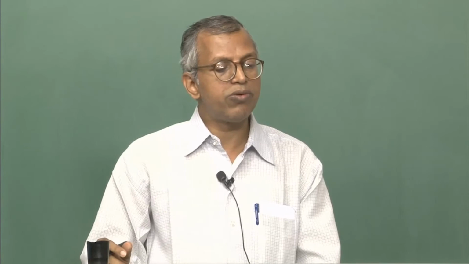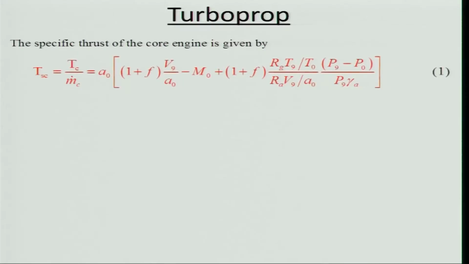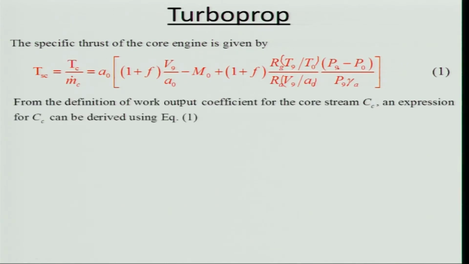So, we will look at the similar expressions which we have already done. This is for the core engine; we are not considering the propeller part. You will recognize these similar terms, like V9 by A naught and the flight Mach number, and then T9 by T naught, which you have already seen, and V9 by A naught. These are the terms we are very familiar with, so let me not spend time on this.